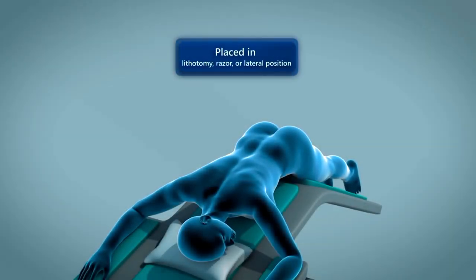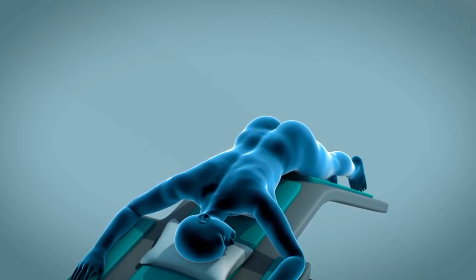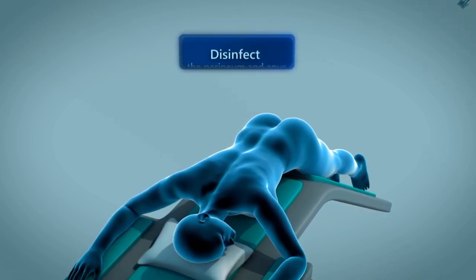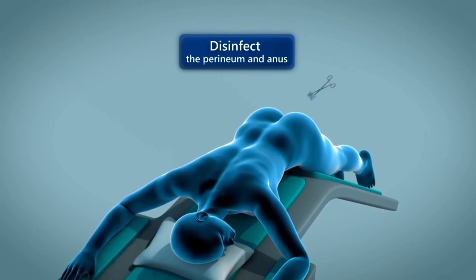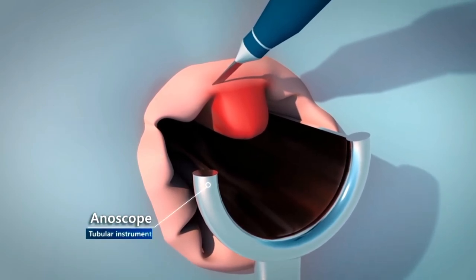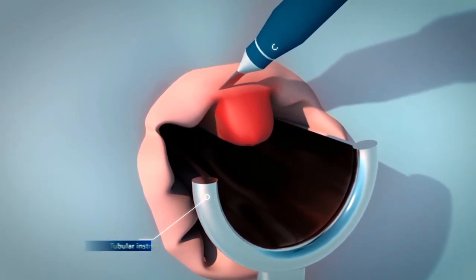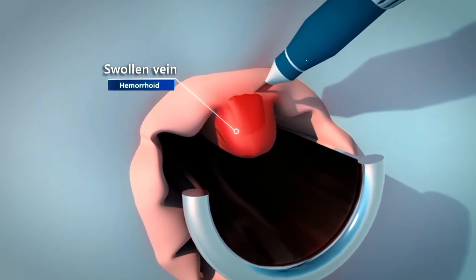Once the patient is asleep, he will be placed in the lithotomy, prone, or lateral position to immediately begin to disinfect the perineum and anus. The doctor will begin by using a scalpel, electrocautery, or laser to make an incision in the tissue surrounding the hemorrhoid to expose the swollen vein.